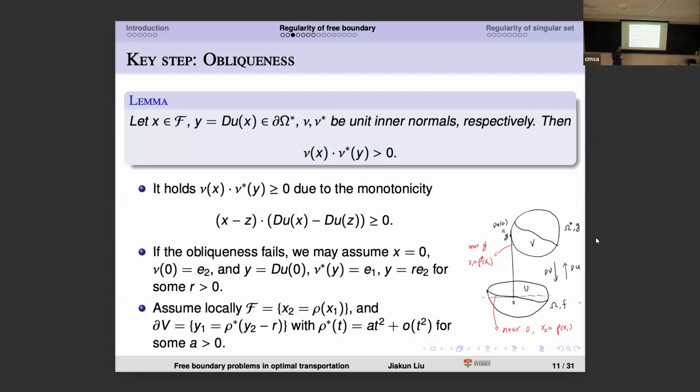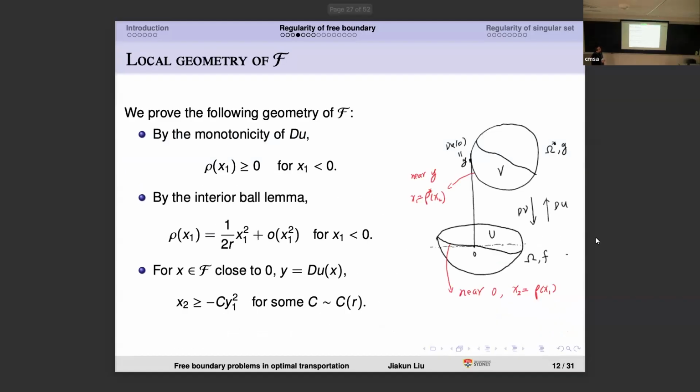And around the target, because we're assuming the target is uniformly convex and C2, we know that the boundary locally is given by another function rho star. And that function rho star is a quadratic function plus some extra term, a lower order term or higher order term, depending on how you define it. So it's a quadratic function plus something extra. Now we have sort of an estimate on the function rho. That means the local geometry of the free boundary.